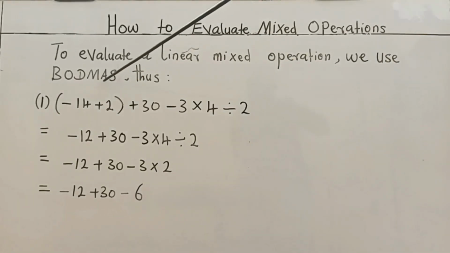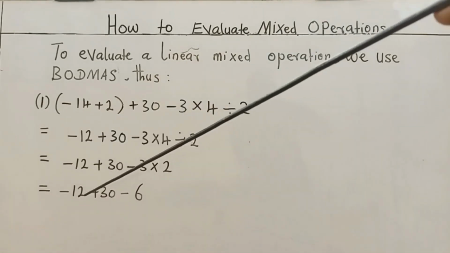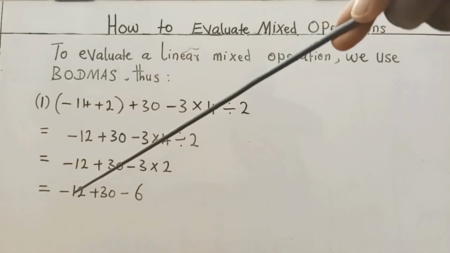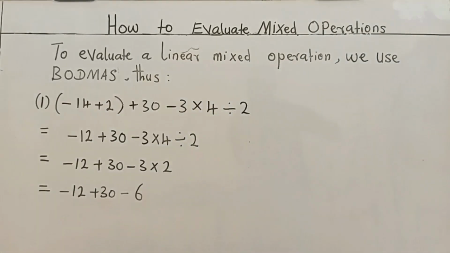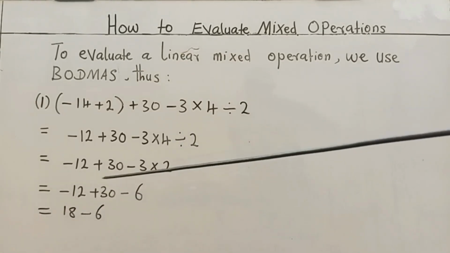Is there anything like addition here? Yes, we have. That is between minus 12 and plus 30. Let's see it. And that takes us to this 18 minus 6.